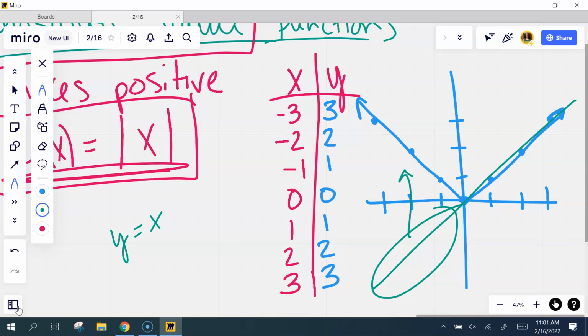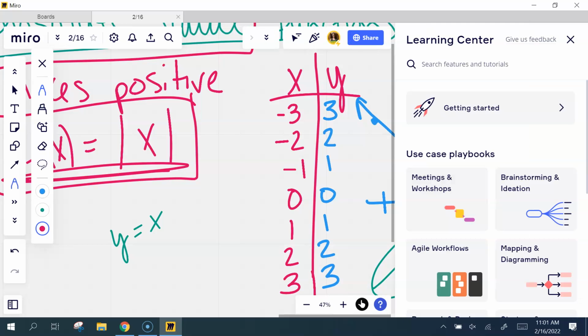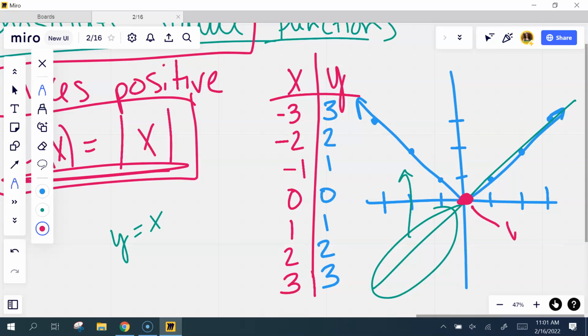And the turning point, or this bottom point right here, any ideas what that might be called? The vertex. This is called the vertex. It looks very similar to a parabola. The only difference is instead of curving into it, it's a straight cutoff right there, and it forms a very sharp point at the V.